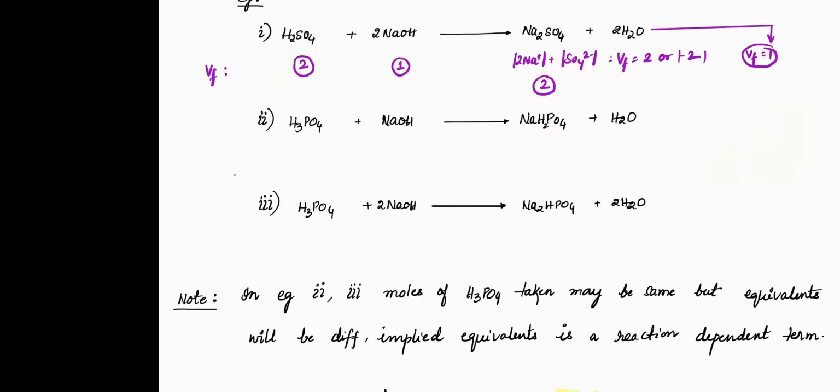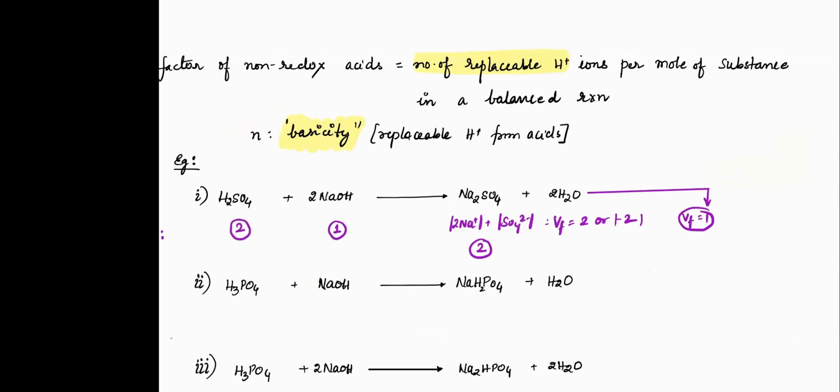Sir, can you explain H2O once again? H2O can be perceived as both an acid and a base. Imagine like this. If it is an acid, it will lose 1 H plus. If it is a base, that means it will lose 1 OH minus. Got it? Okay, got it.